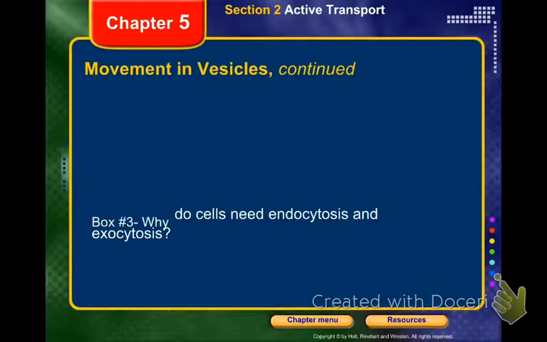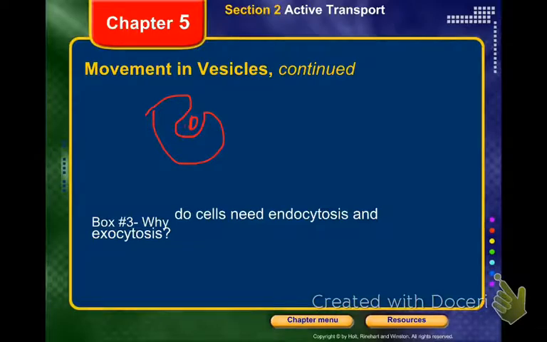Why do you need endocytosis and exocytosis? Okay, so to move, but why can't you just use facilitated diffusion or active transport? Why would you need this process of literally wrapping the membrane around something? Not faster. Actually, it would be much slower, and it would take the cell a lot more energy. Bigger things? What? Bigger things?